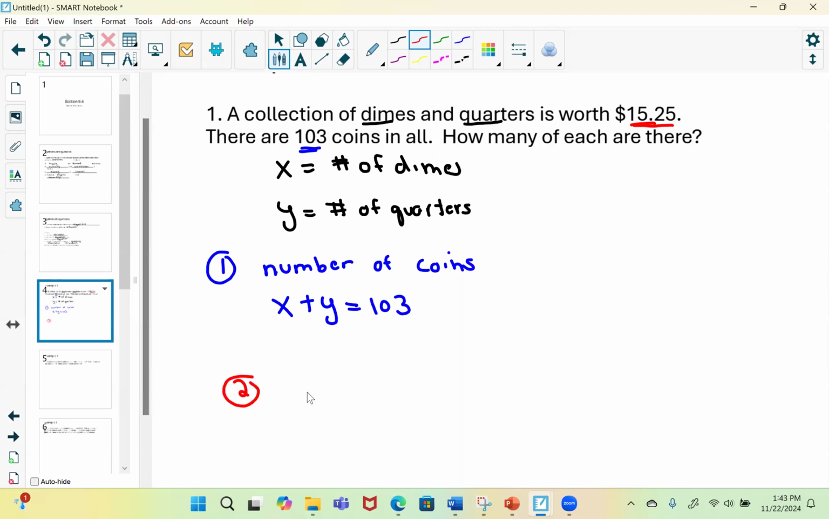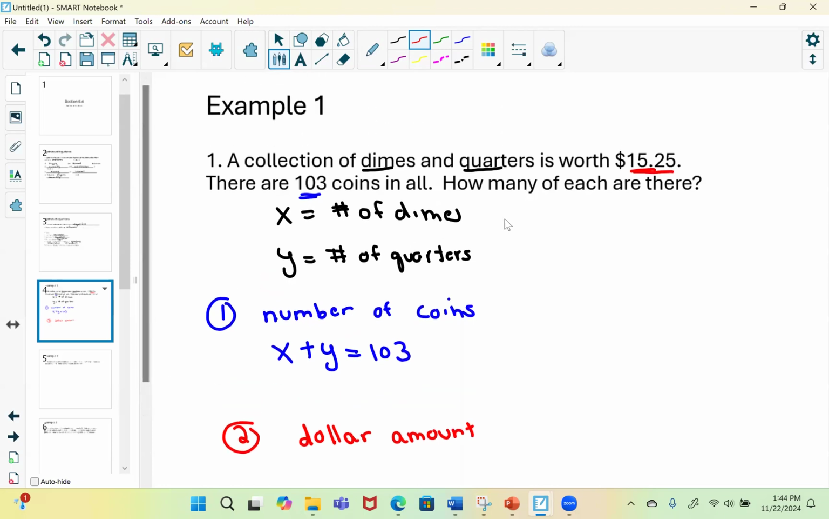The second equation is based on the dollar amount or the amount of money I have. And so in this case, we have to use what we know about dimes and quarters. So we know that dimes are 10 cents, which is 0.10. And we know that quarters are 25 cents, which is 0.25. So to get the amount of money we would have, we would take 10 cents and multiply by how many dimes I would get. That would give me how much I made in dimes.